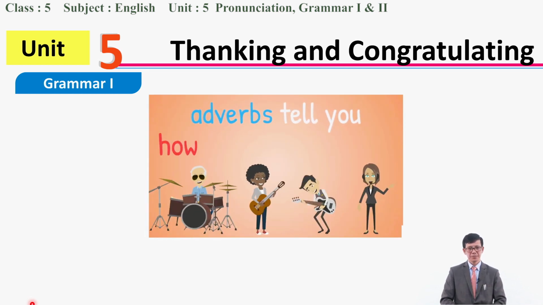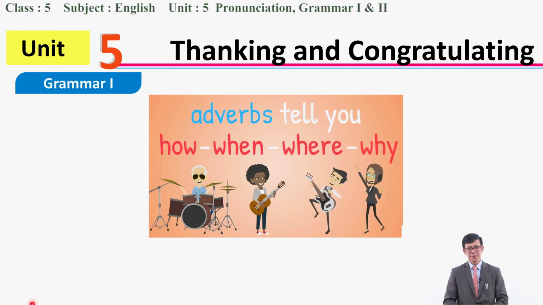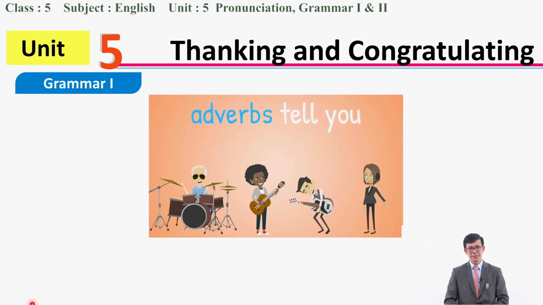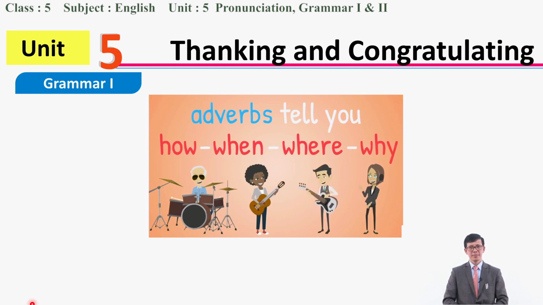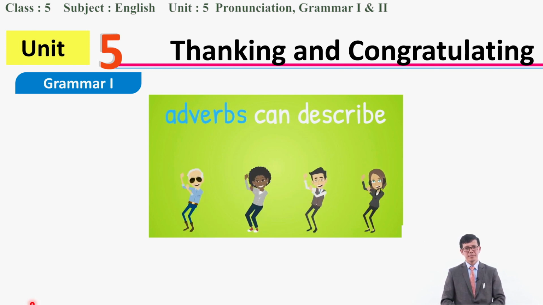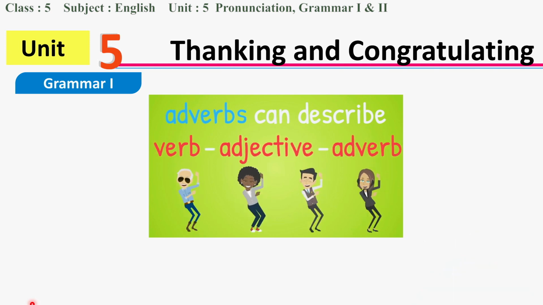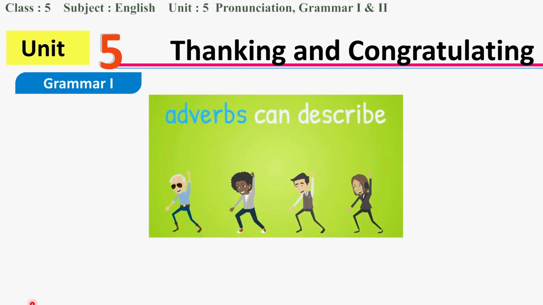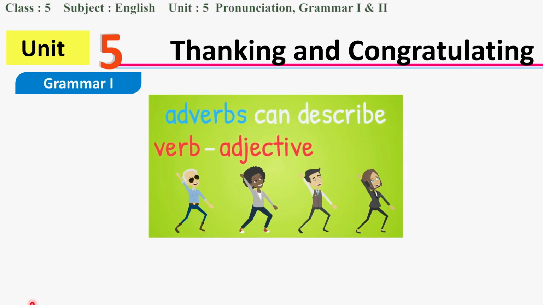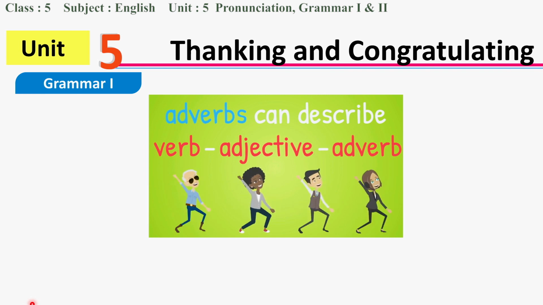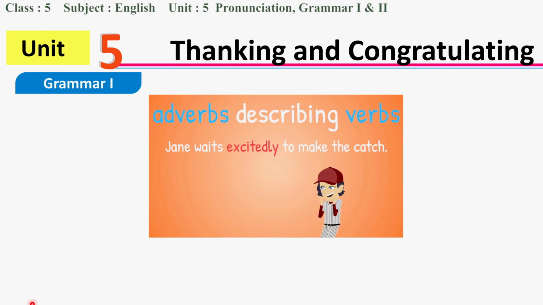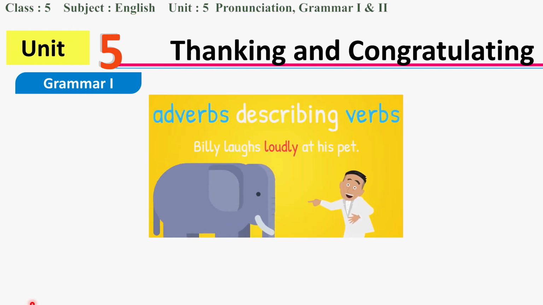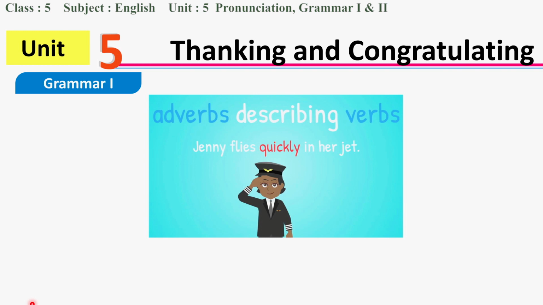Adverbs tell you how or when, where or why something is done. Adverbs can describe a verb, an adjective, or an adverb. Bobby shouts noisily at the match. Jane waits excitedly to make the catch. Billy laughs loudly at his pet. Jenny flies quickly in her jet.